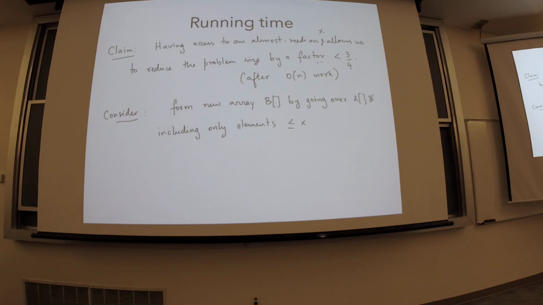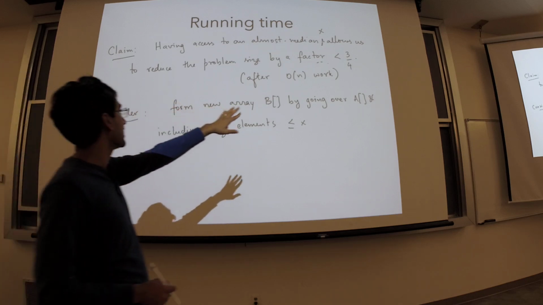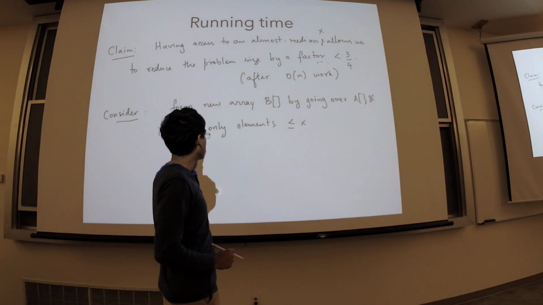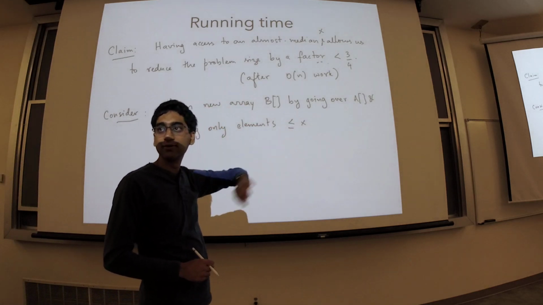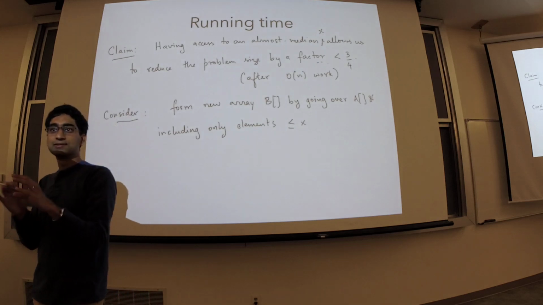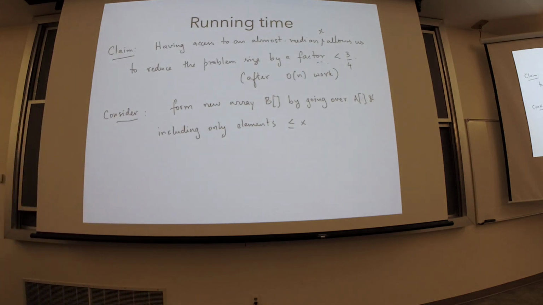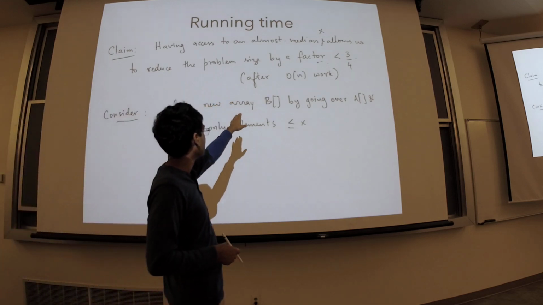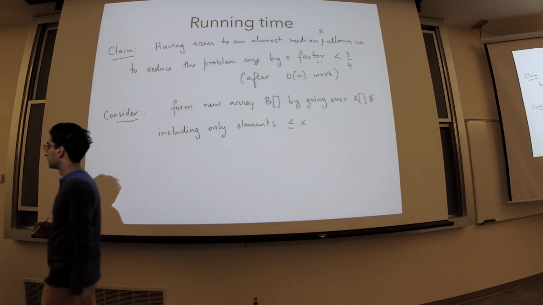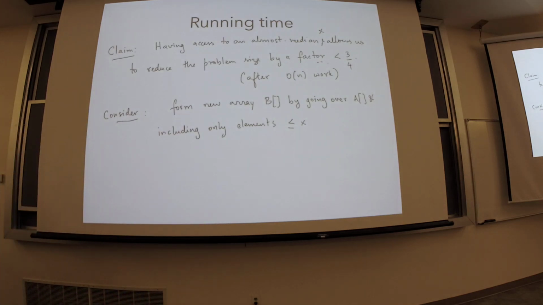As defined, because x was the middle element, A will have exactly n by 2 elements that are less than x, right? n by 2 plus or minus 1. So let's ignore that for a bit. If I gave you the middle element, then B is going to have exactly n by 2. But if I had an almost median, now how many elements can B have? Can it be much more?